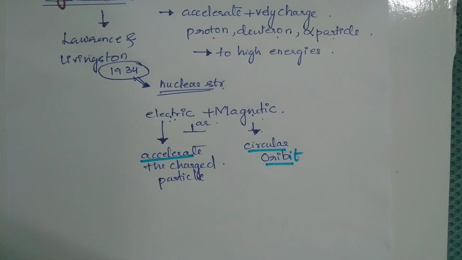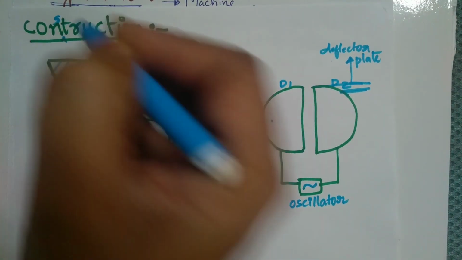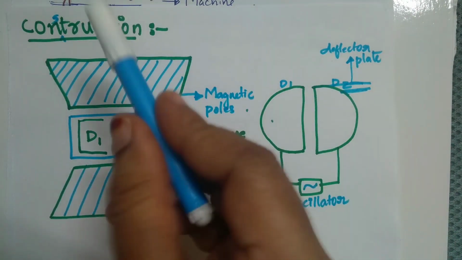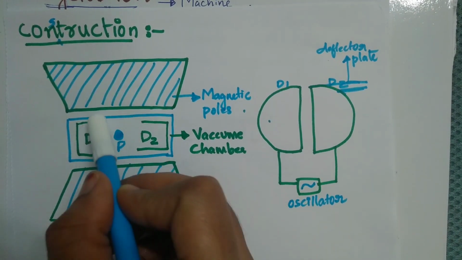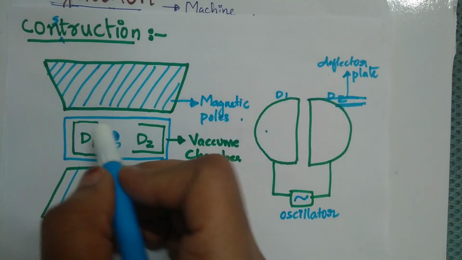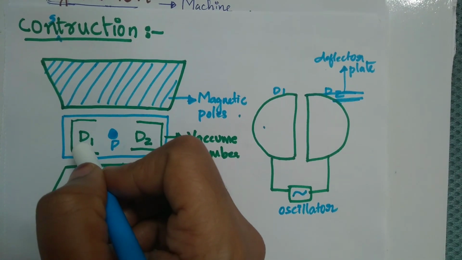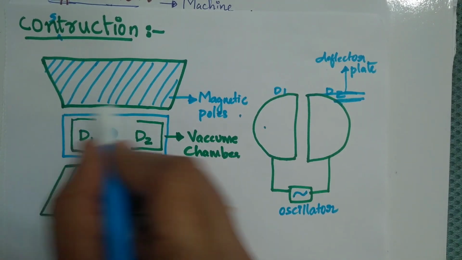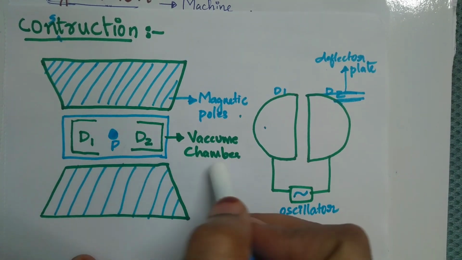Now let us understand the construction of the cyclotron. The cyclotron consists of two hollow semicircular metal discs, known as D's since they are in the shape of the alphabet D. This whole apparatus is placed in a vacuum chamber.